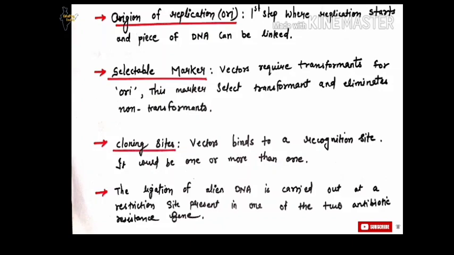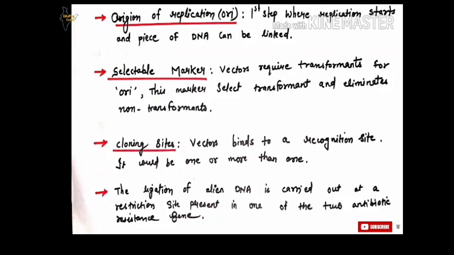Origin of replication is the first step, the sequence from where replication starts, and any piece of DNA when linked to this sequence can be made to replicate within the host cell. This sequence is also responsible for controlling the copy number of the linked DNA. So the first step in cloning any gene, any vector, is ORI, that is origin of replication. In this a piece of DNA is linked to the host organism.